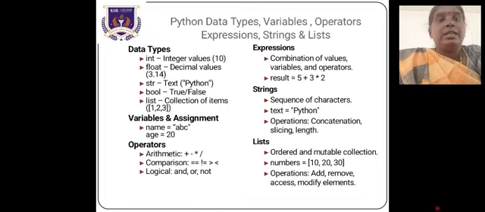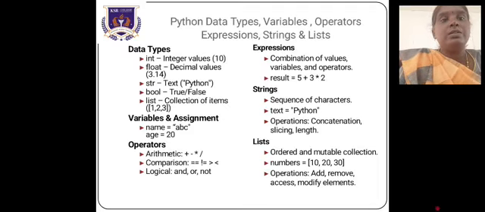The data types: int, integer values; float, decimal values; str, text values; boolean, true or false; list, a collection of items. Variables and assignment: name = "ABC", age = 20. The operators: arithmetic operators, comparison operators, logical operators. Expressions, a combination of values, variables and operators. The result is 5 + 3 * 2.